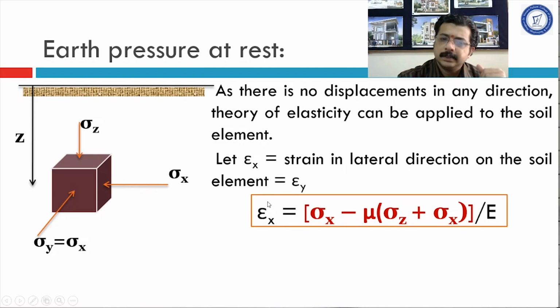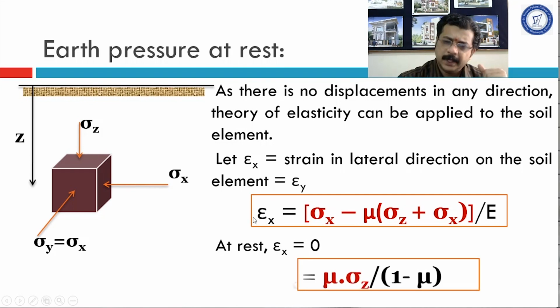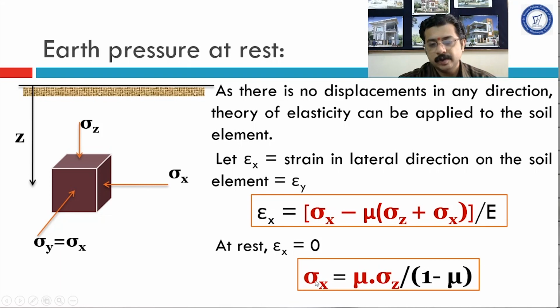Fine. But this epsilon x is 0 because there is no movement. Hence, substituting the value of epsilon x as 0, that is strain as 0, we have to rearrange the terms. After rearranging the terms, the final equation which we obtain is sigma x equal to mu times sigma z divided by 1 minus mu. What is mu? Mu is Poisson's ratio for the soil.